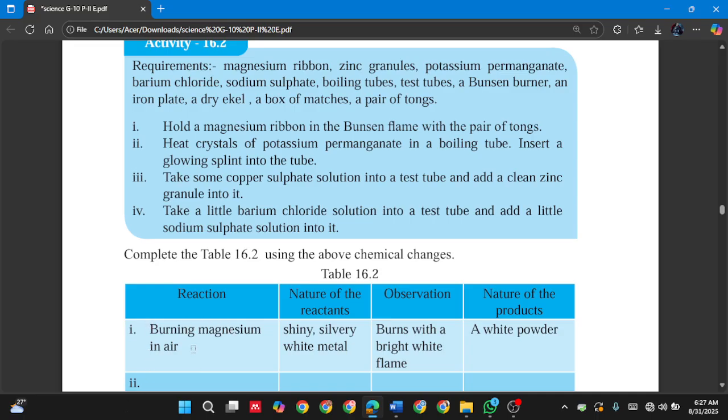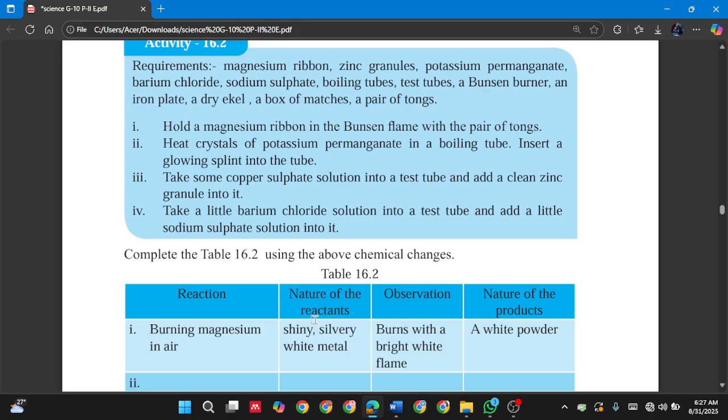Burning magnesium in air. Nature of the reactant: shiny silvery white metal. So this is the nature of that magnesium ribbon. A piece of magnesium ribbon has a shiny silvery appearance. It's a white metal. Observation: burns with a bright white flame. And nature of the product: what is the product? A white powder. So you have seen this thing.